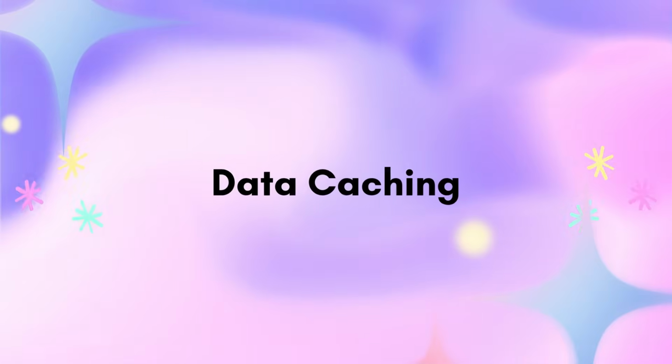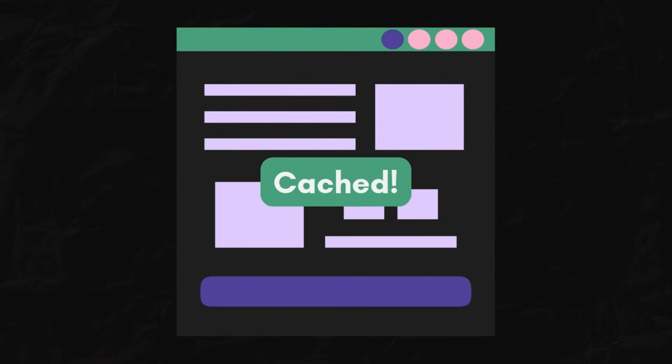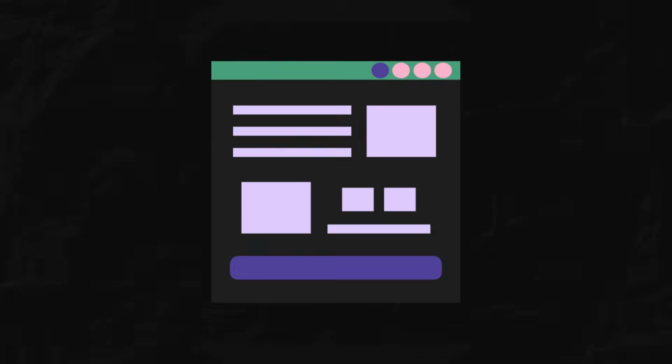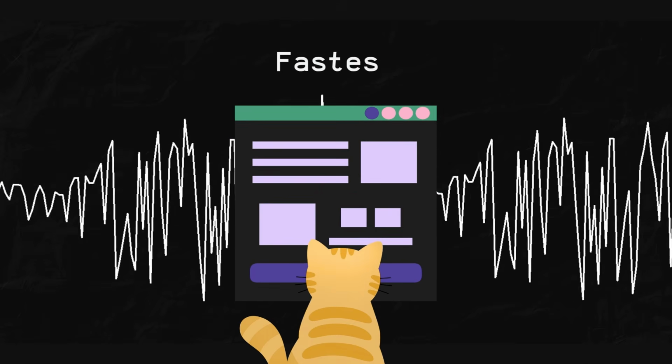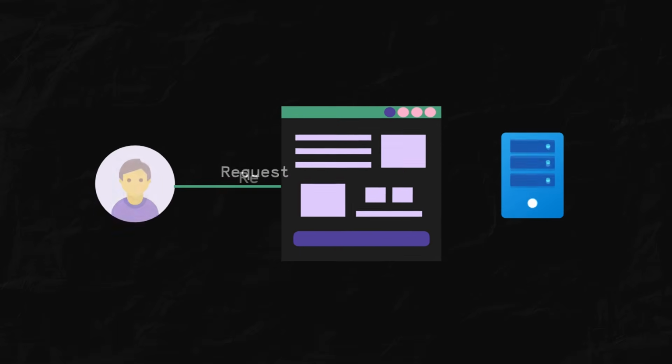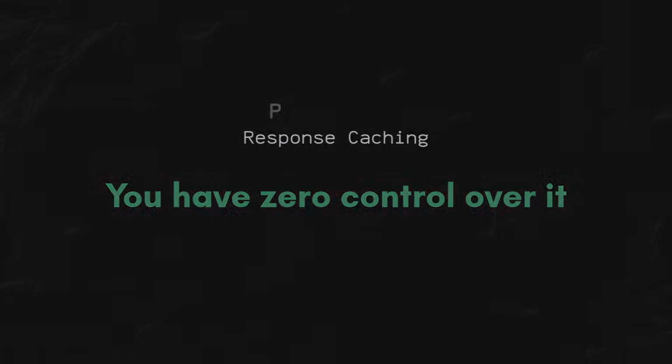Just now we explored data caching, but we can actually cache the entire page. This brings us to level 5, response caching. It's like the web page has already been captured as a snapshot and shown to the user instantly. This is the fastest type of cache, since the request never even reaches your server, though you have zero control over it. Here's how it works.